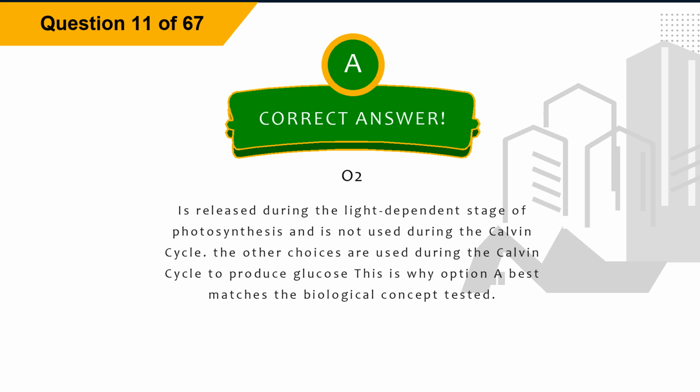Explanation: Oxygen is released during the light-dependent stage of photosynthesis and is not used during the Calvin cycle. The other choices are used during the Calvin cycle to produce glucose. This is why option A best matches the biological concept tested.